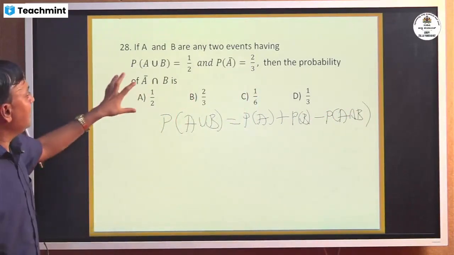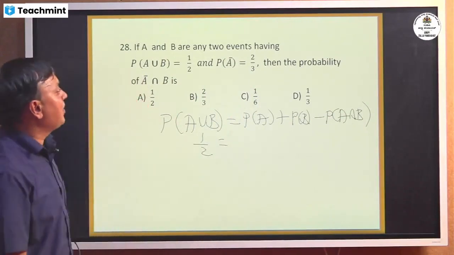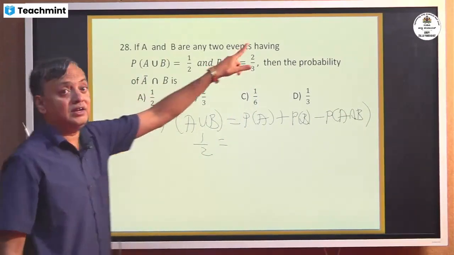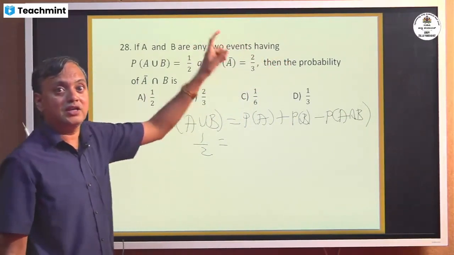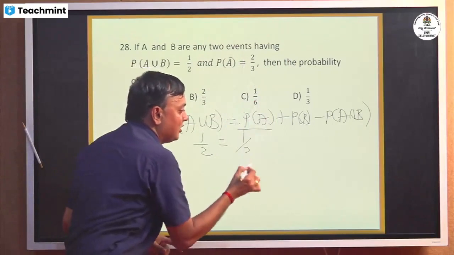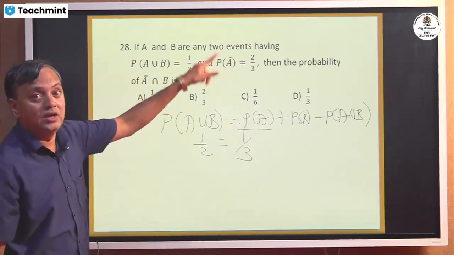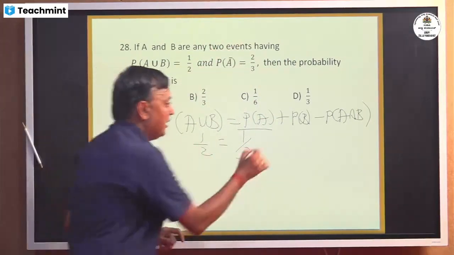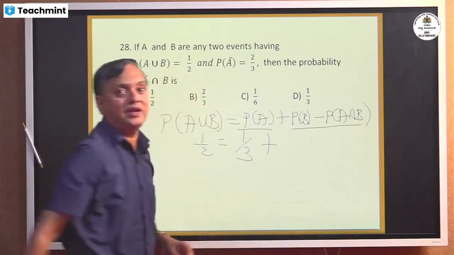A union B is 1/2, equal to, and probability of A dash, not A, is 2/3. So what is the probability of A? 1 minus P of not A. This is 2/3, then P of A becomes 1/3. Correct? P of A is 1 minus P of not A, 1 minus 2/3 is 1/3. Plus, this you know: what is probability of B minus probability of A intersection B?